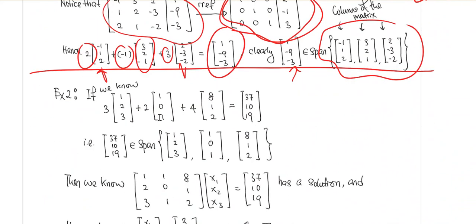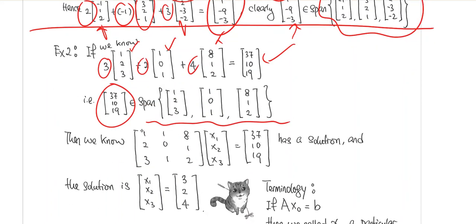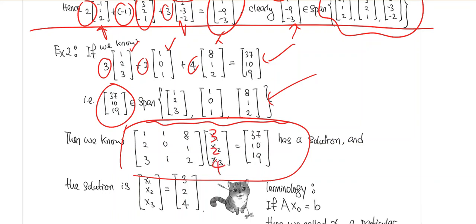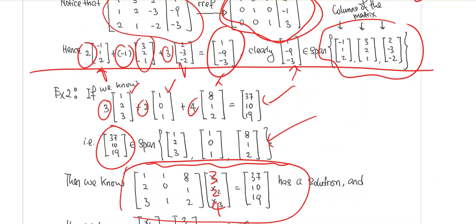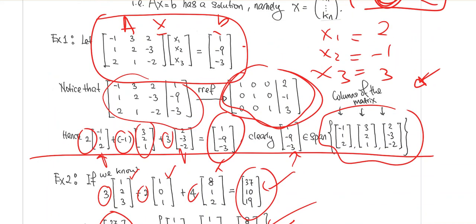Now, the opposite way is the second example. Now we're not solving anything. I'm just saying that you have 3 of this and 2 of this and 4 of this make this. That means that this vector 37, 10, and 19 is in the span of all these 3 vectors. Then we will be able to write this thing right here as this. And in fact, this is going to be 3, this is going to be 2, this is going to be 4. So meaning that if this thing is in the span of these 3 vectors, then the system has a solution. This is the other direction. If this system has a solution, then this B is in the span.